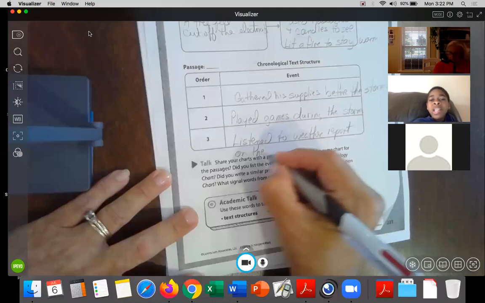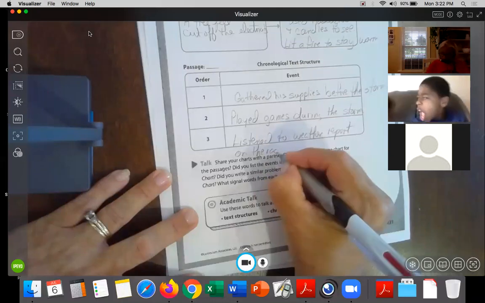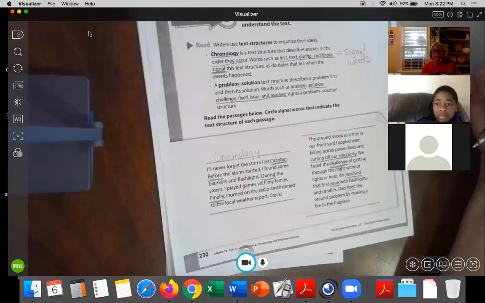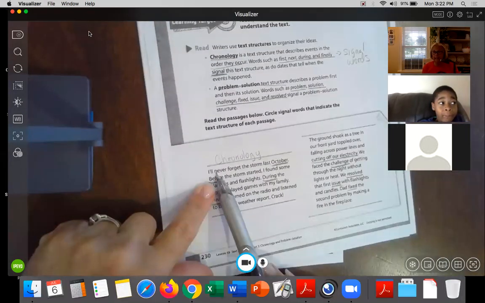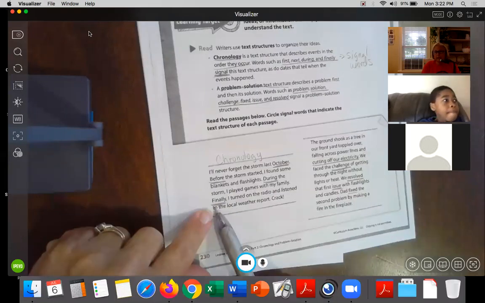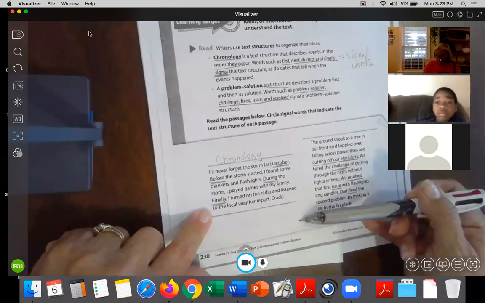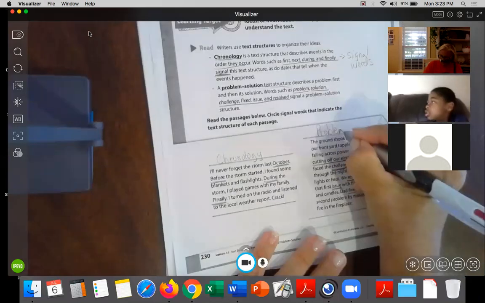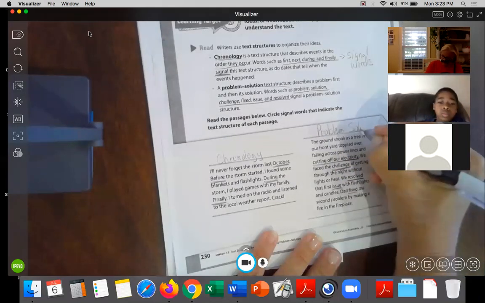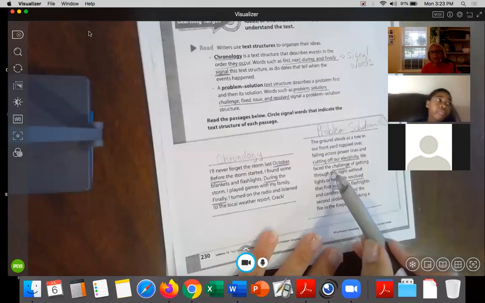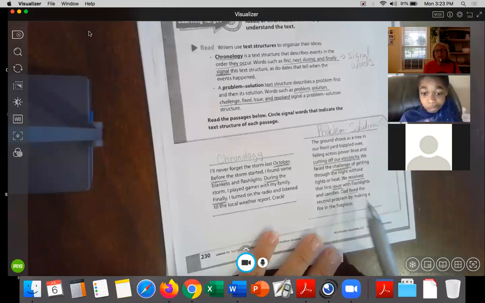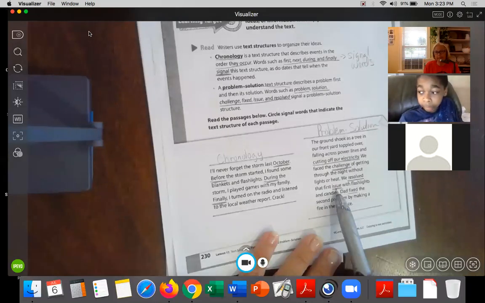So chronological order has signal words. It tells you the month, before, during, and then finally. So you kind of know there's a sequence of what's going on. Then problem and solution. It will tell you the problem, and you will see a challenge is usually a problem. And then it'll talk about it being resolved. It'll say something about an issue and how it was fixed.